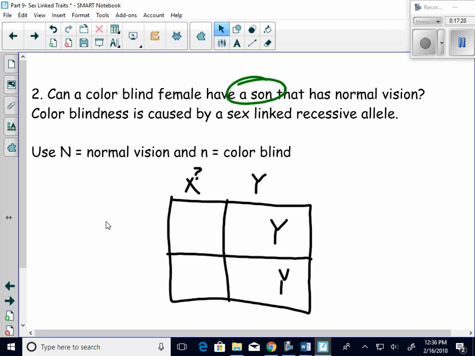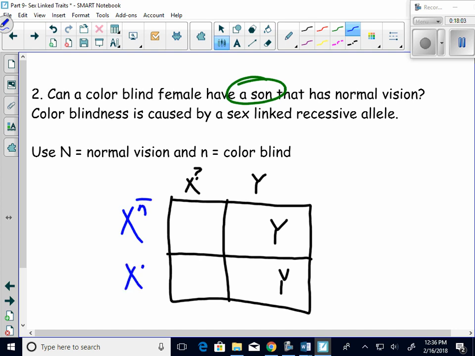It says, can a female that is colorblind, okay? If you remember, colorblind is the recessive, right? So for a female to be colorblind, what does she have to be? 2 lowercase letters. Colorblind, it says to use N here. So I have X lowercase n, X lowercase n for a female with colorblind, right? So, as I translate them over, can she have a son with normal vision? No. All of her sons will be colorblind.